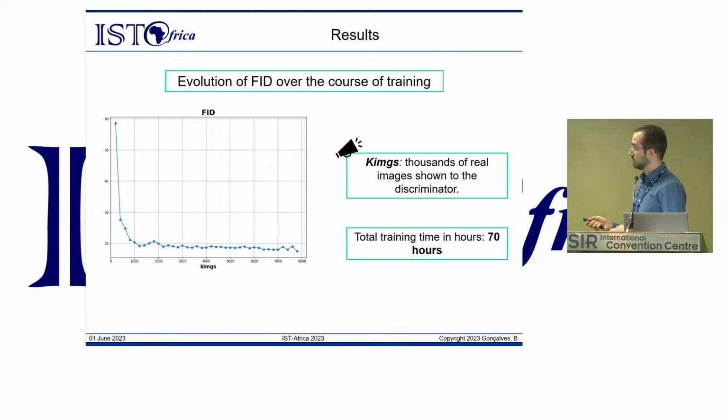This plot shows the evolution of the FID metric, which is the most common metric used in the state of the art. We can see that there is a general decreasing tendency, as expected, because the best value of this metric is 0. However, in the earlier stages of training, the metric reached some kind of plateau. Here, the training time is measured in thousands of real images shown to the discriminator. In hours, our training process was about 70 hours, which could be optimized.